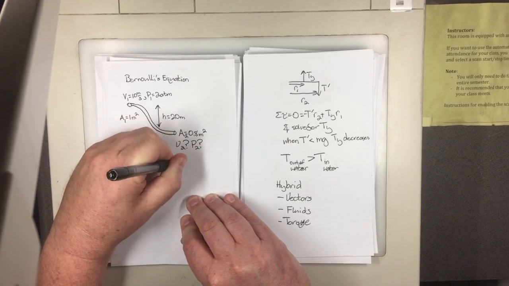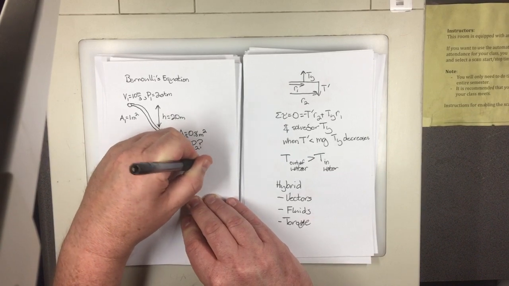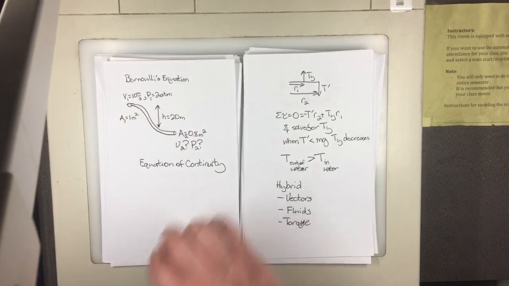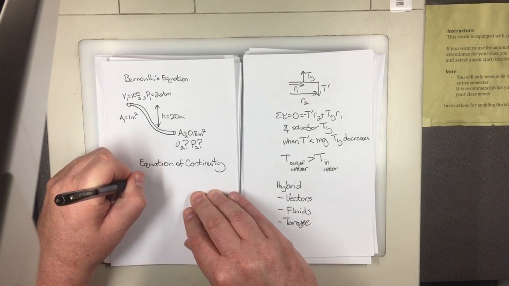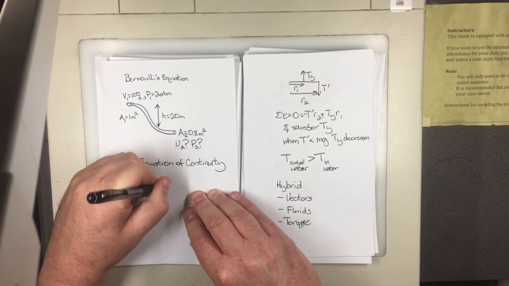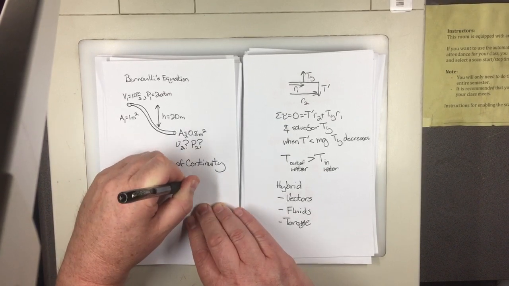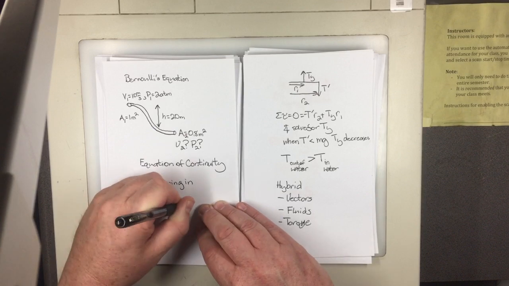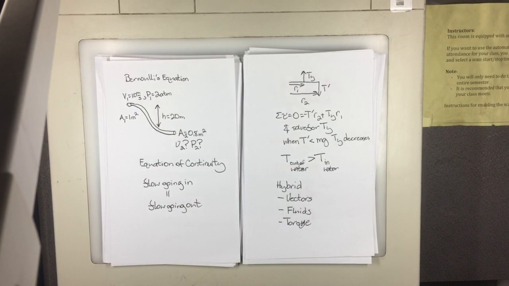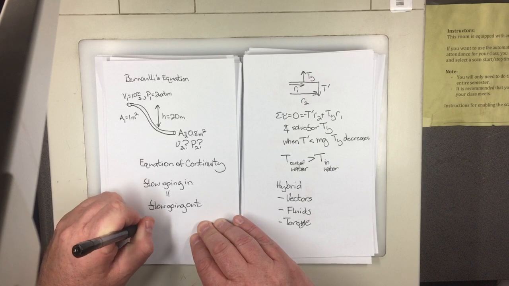the equation of continuity. The equation of continuity is a very fancy schmancy phrase for a simple idea. The flow going in is equal to the flow going out. Which means that if you have 10 gallons per second going into a pipe, you gotta have 10 gallons per second coming out. So I typically call it conservation of flow.